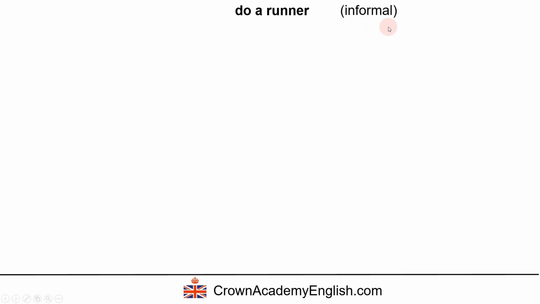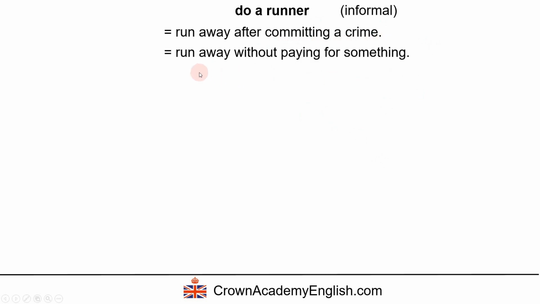This is a very informal expression and it means to run away after committing a crime. So commit a crime, this simply means to do a crime, okay, but we always say committing a crime. It also means run away without paying for something. And of course, without paying for something is also a crime. But we often say this expression, do a runner, when someone leaves a restaurant, for example, without paying the bill.